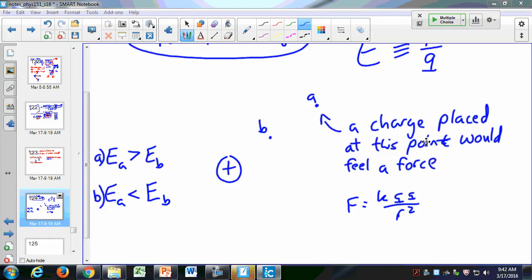So since my electric field is just my force per unit charge, the electric field out here is going to be less than it is out here. That means that if I put a charge here, it's going to feel a smaller force than if I put the charge here. Okay? The electric field just describes the force that a charge would feel. It doesn't describe the force that it does feel, but a force that the charge would feel. So around this charge, we can describe the field.